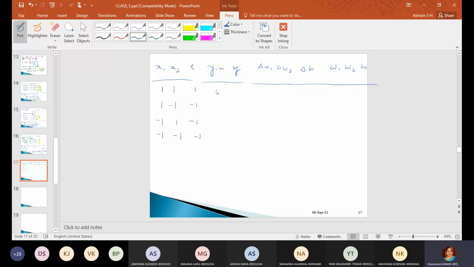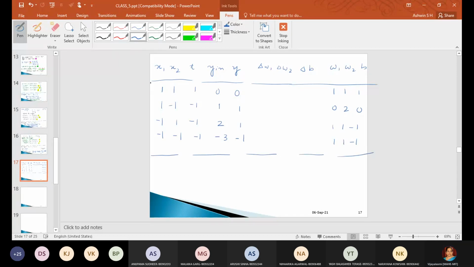So here 0, 0. I think 1, 1. You can just check 2, 1. In the last case, y in you have got -3 and y you have got -1, right? And here w1, w2, b I'll write 1, 1, 1, 0, 2, 0, 1, 1, -1, 1, 1, -1. So this is considered to be the first epoch.